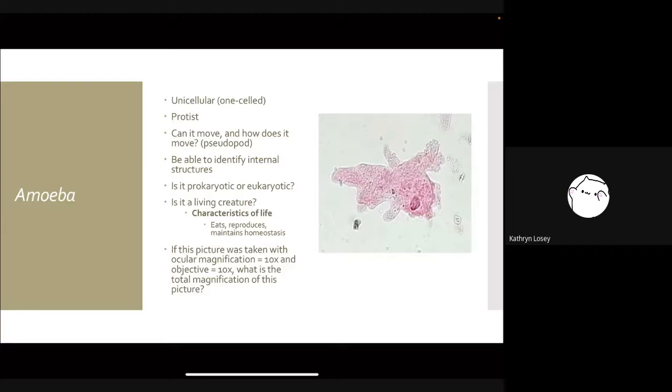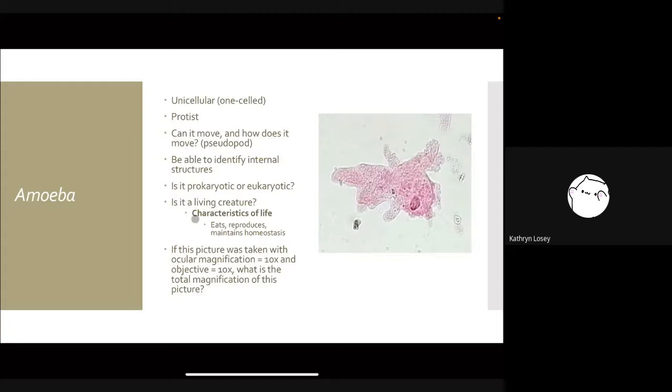Do you see internal structures? Can you name some of them? They didn't ask you specifically to name any. But if you can see internal structures, that means that it's going to be eukaryotic. Is it living? This wasn't on your lab, but if it eats, if it reproduces and maintains homeostasis, those are the 3 characteristics of life, then yes, this would be living.